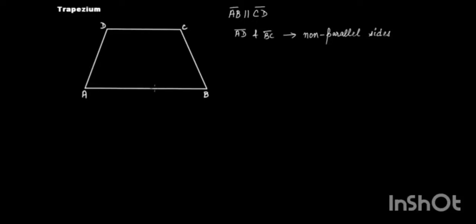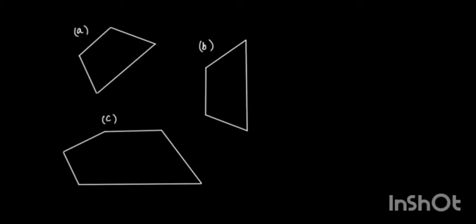It's a quadrilateral because it has 4 sides. It's a trapezium because it has one pair of parallel opposite sides and another pair is non-parallel. That makes it a trapezium. Okay? In this figure A, tell me whether this is a trapezium or not. Yes, this is a trapezium because this pair of opposite sides is parallel. This is a parallel pair. But if you look at this pair, these two opposite sides are not parallel to each other. Therefore, this is a trapezium.